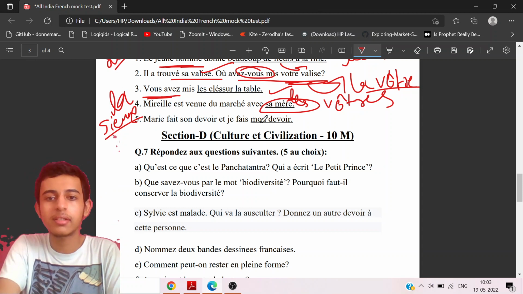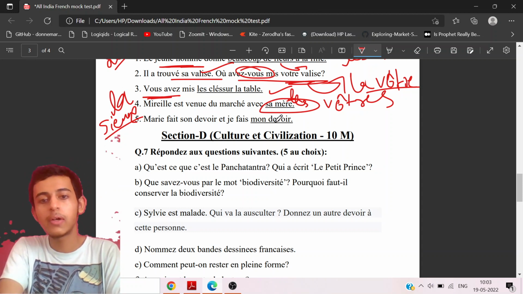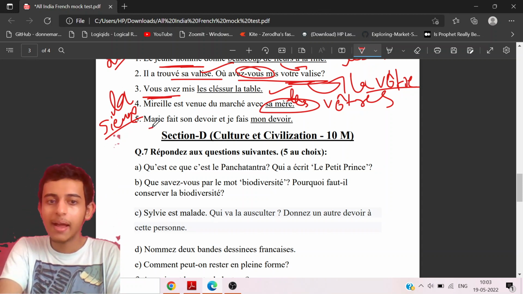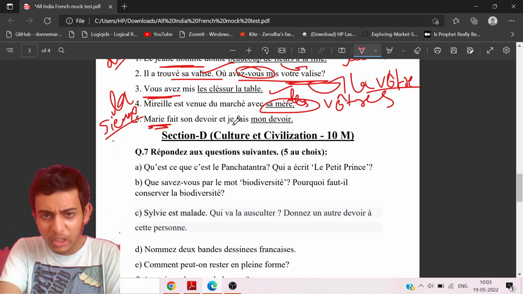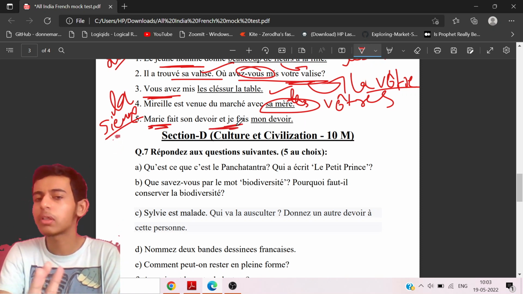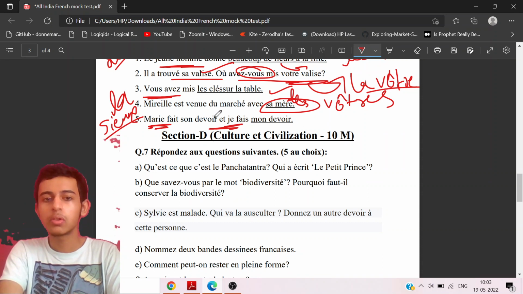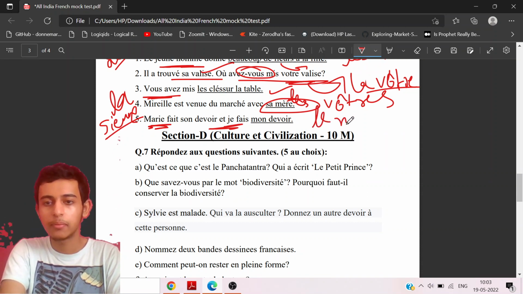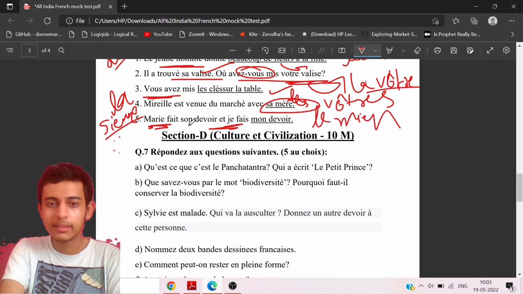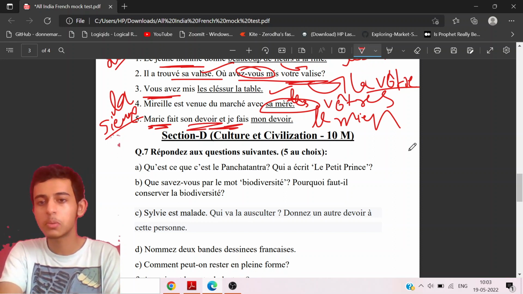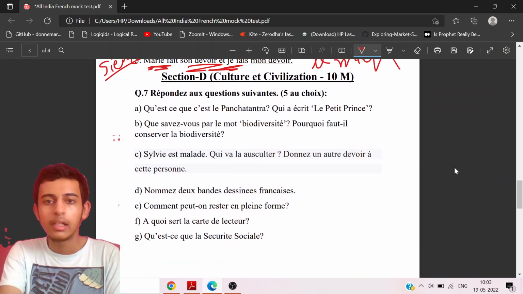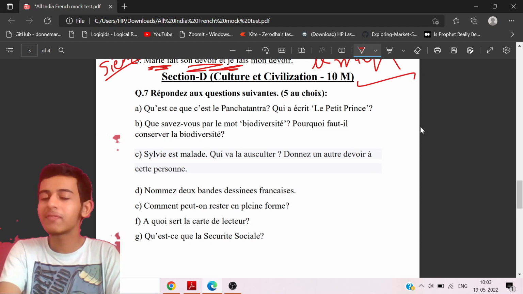Marie fait son devoir et je fais mon devoir. Mon devoir is masculine singular, and Marie is sorry, je is talking about the mien group. So it is going to be le mien, because the devoir is our object in the first sentence, which is masculine singular, le mien. Literature, 10 marks, very important, very easy.